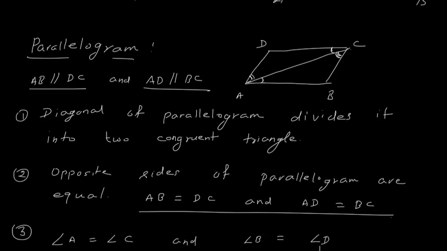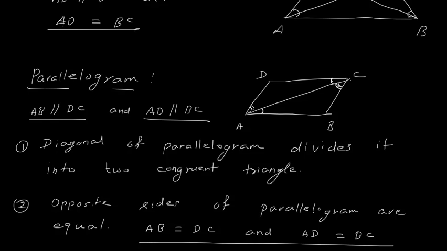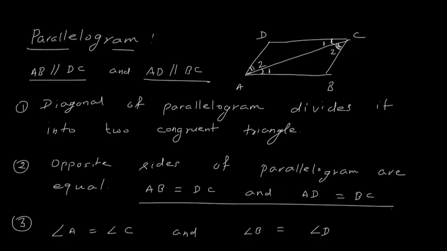Okay, this is also very simple to prove. As here you can see that if I mark this as 1, this angle will be equal to 1. If I mark this as 2, this will be equal to 2. So this whole angle is angle 1 plus angle 2 and here also it is angle 1 plus angle 2. So opposite angles are equal.